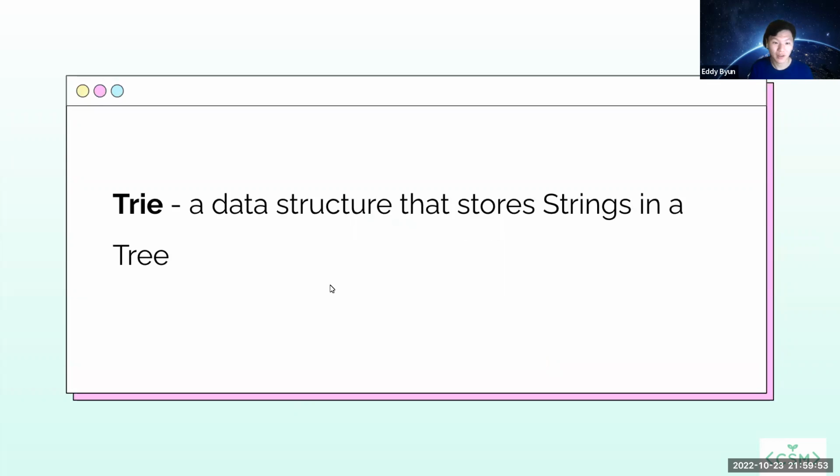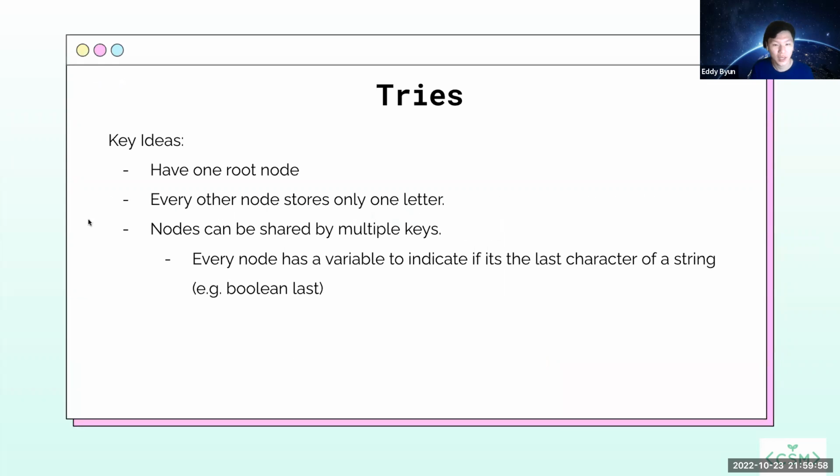So tries are a data structure that stores strings in a tree-like fashion. And the key idea of a trie is that tries have one root node, and every other node stores only one letter. And these nodes can be shared by multiple keys. And every node has a variable to indicate if it's the last character of a string. So for example, a node might have a Boolean last instance variable.